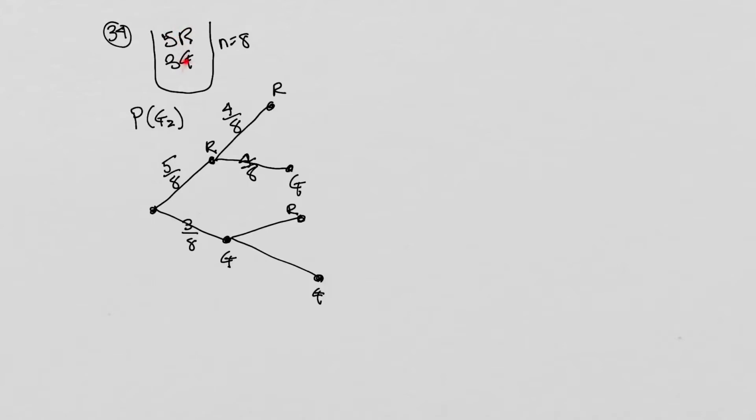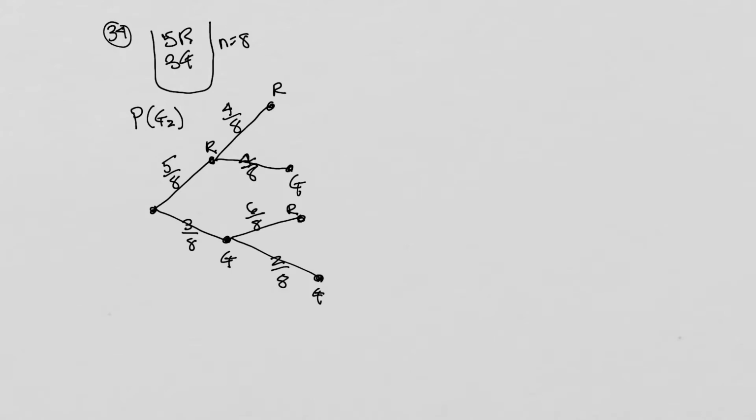So there were 3 greens. We got a green and took it out. There's 2 greens left. There were 5 reds. We put in a red, so there's 2 greens and 6 reds. So what's the probability of a red now? There's 6 reds out of 8 balls, and there's 2 greens out of 8.